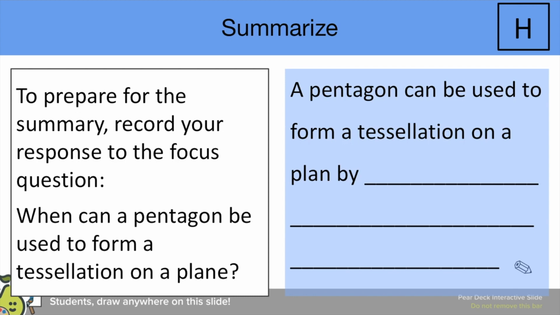For the summary, students are recording their response to the focus question, when can a pentagon be used to form a tessellation on a plane? For students with disabilities, you can provide them a sentence starter such as this one. A pentagon can be used to form a tessellation on a plane by blank.